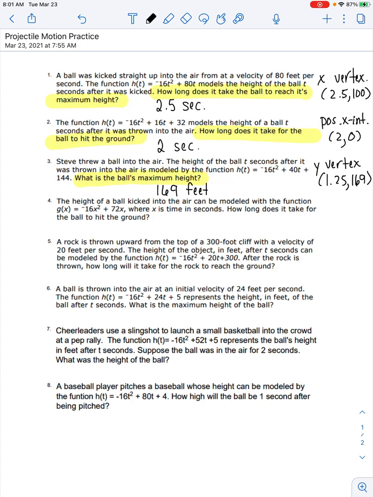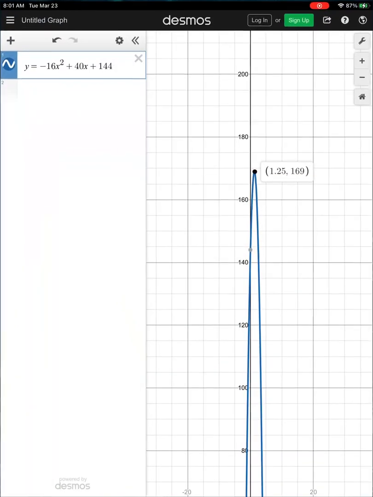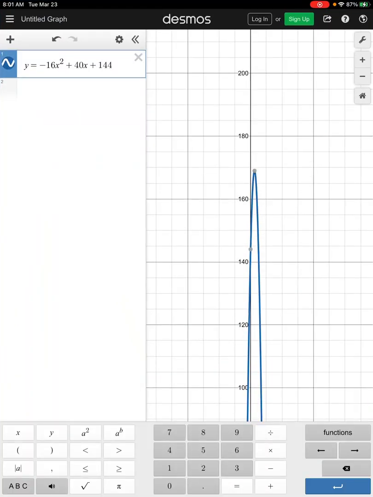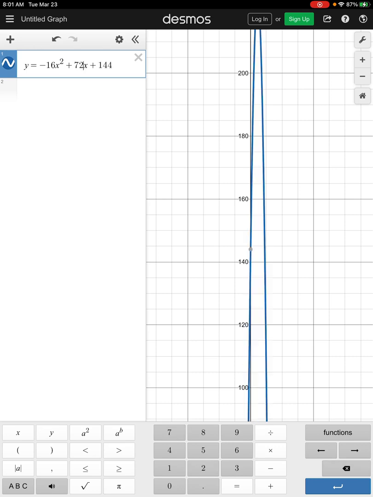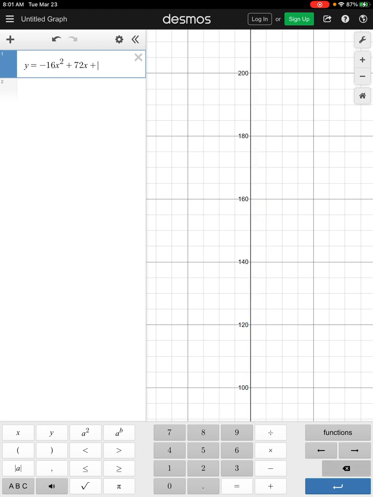Number 4, the height of a ball kicked into the air can be modeled by this, where x is time in seconds. Oh, that's nice. It tells us that it's seconds. How long does it take for the ball to hit the ground? So that's going to be our positive x-intercept, or our positive zero. So let's graph the equation. We have negative 16x squared plus 72x.